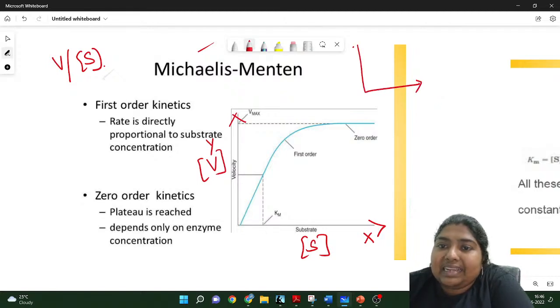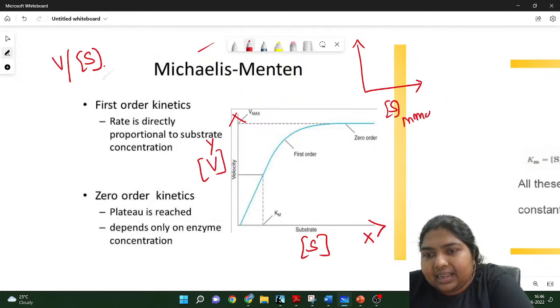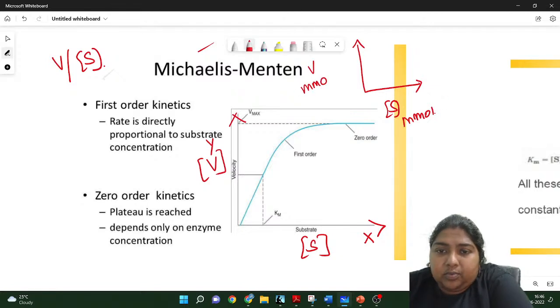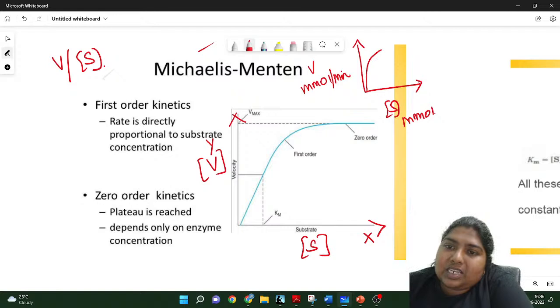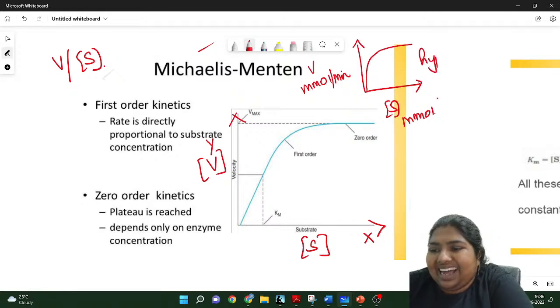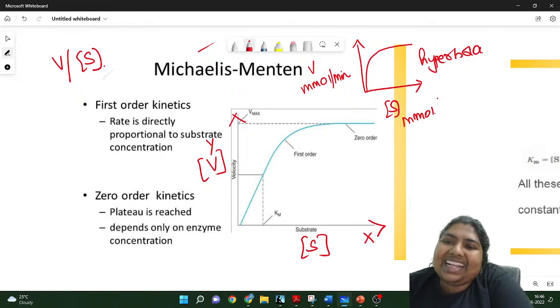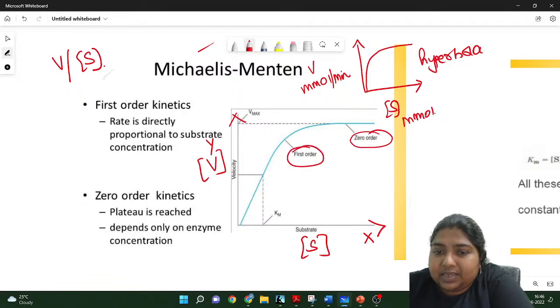Always, whenever you are studying, please study with the units. S is usually in millimolar, and V, the velocity, is in micromolar or millimolar per minute. The graph is a hyperbola. There are two orders: here it is zero order and here it is first order. This is how the equation behaves. So this is going to be the Vmax.